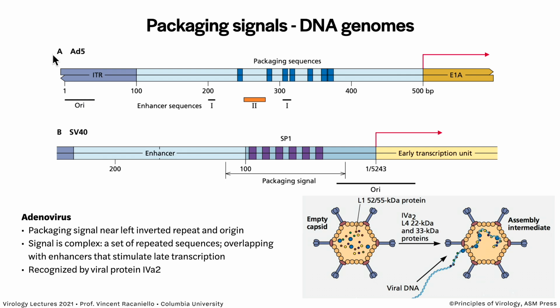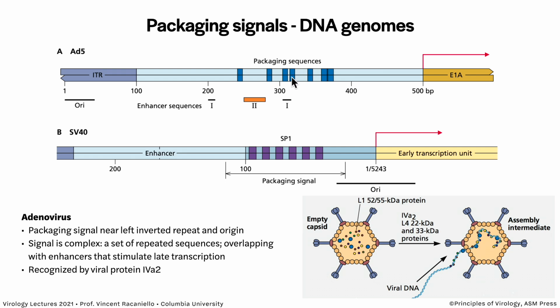There's an origin of replication at the left end. Here on the right is the early region, the immediate early promoter for the essential E1A protein. Here are some enhancers for the E1A promoter, the promoter shown by the red arrow. So again, the origin, the early transcription unit, and the packaging sequences are all mixed up together, very close. You see, this is 500 base pairs from the left to the right.